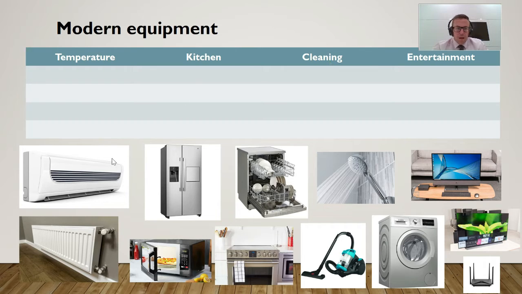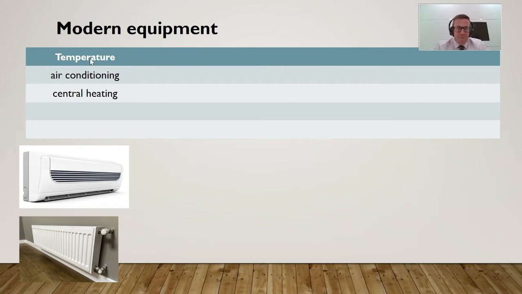So let's look at temperature first. Temperature is how hot or cold it is, and we have two in houses. We have air conditioning and central heating. Air conditioning makes it cool, central heating makes it hot. It depends on where you are, what country you are in, and which one of these you will need.